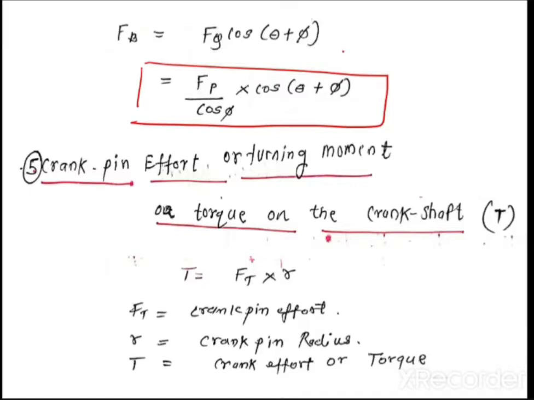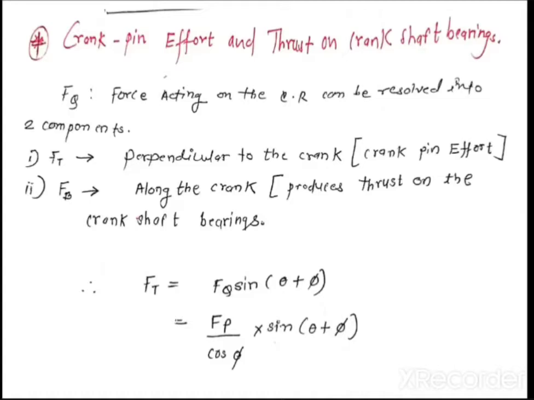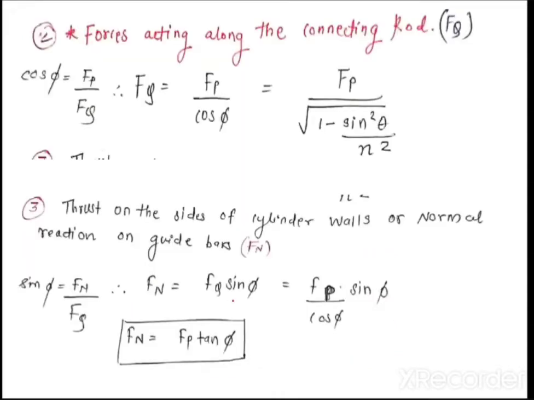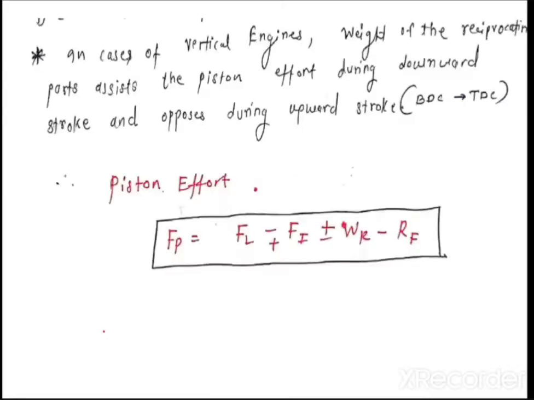So guys, you have to remember all these formulas. Otherwise, you have to do the derivation in the exam. And what is Ft? Ft is equal to Fq sin theta plus phi. And what is Fq? Fq is equal to Fp upon cos phi. Remember this. What is Fn? Fp upon tan phi.